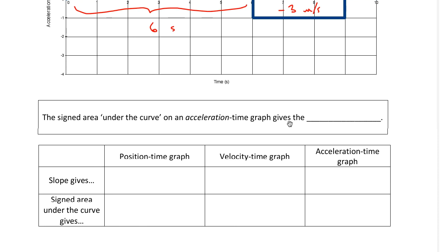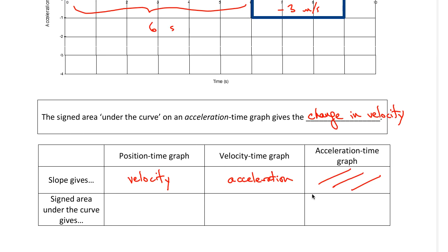Let's summarize. The signed area under the curve on an acceleration time graph gives the change in velocity. Also a bit of a review. The slope on a position time graph we know gives us the velocity, and the slope on a velocity time graph gives us the acceleration. The slope on an acceleration time graph gives us the rate of change of the acceleration, but we're not going to worry about that. Similarly, we've just found that the area under an acceleration time graph gives us the change in velocity. And the area under a velocity time graph gives us the change in position.